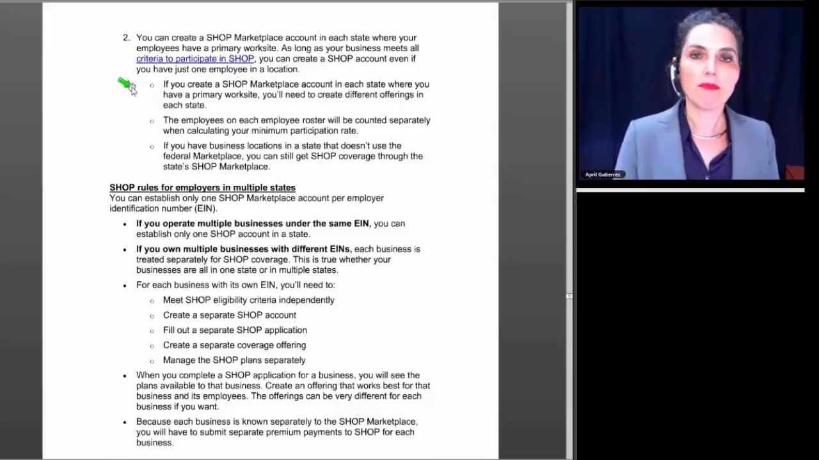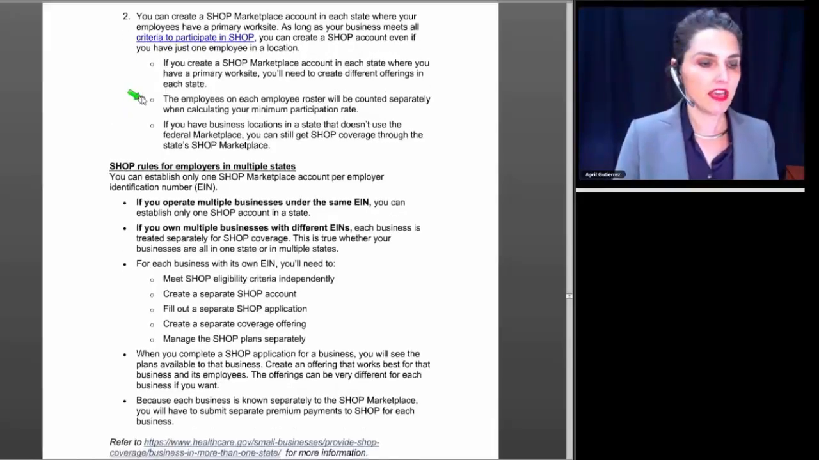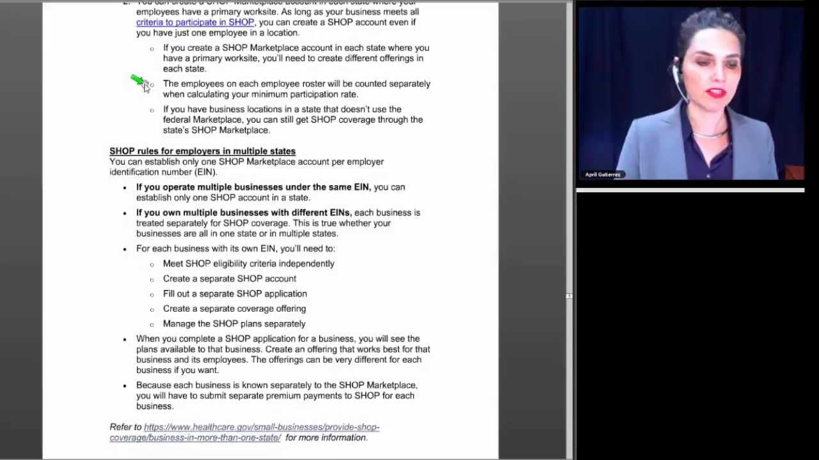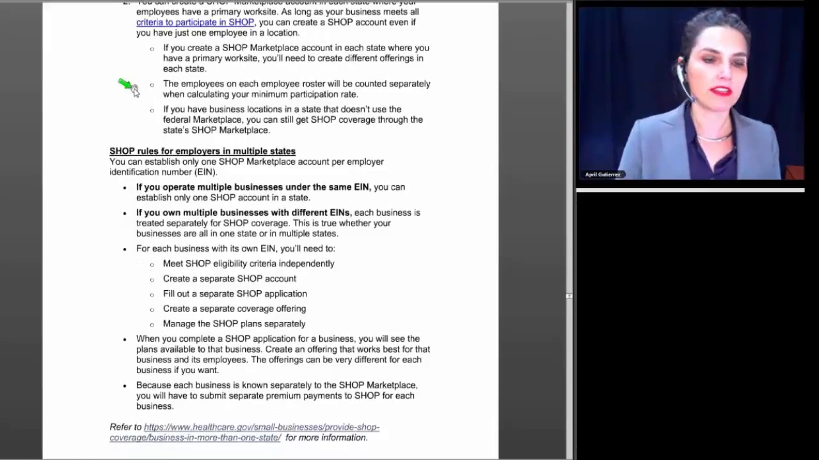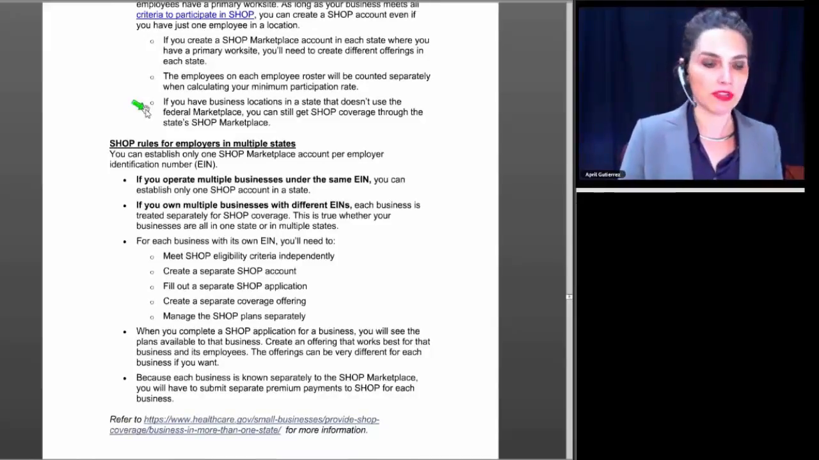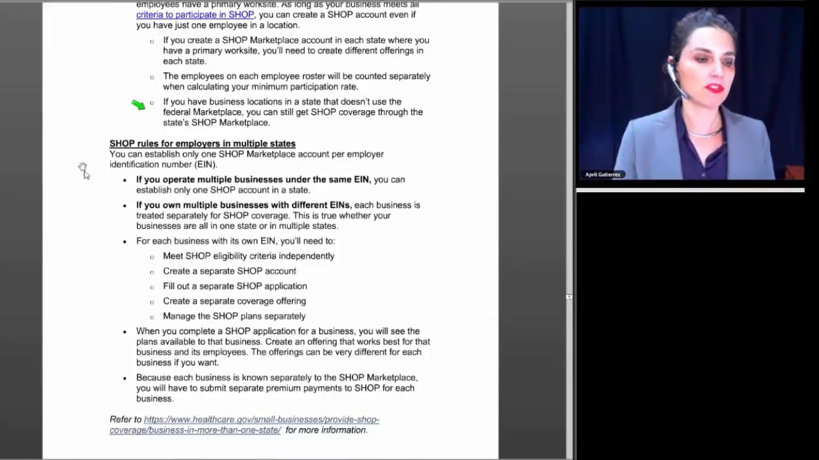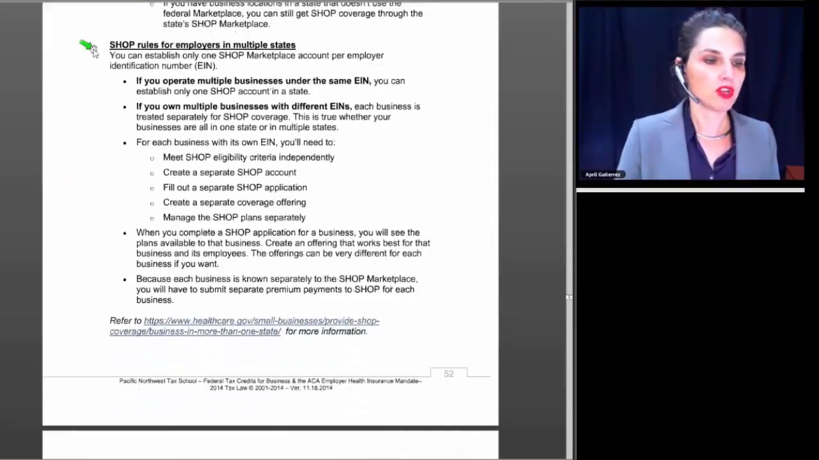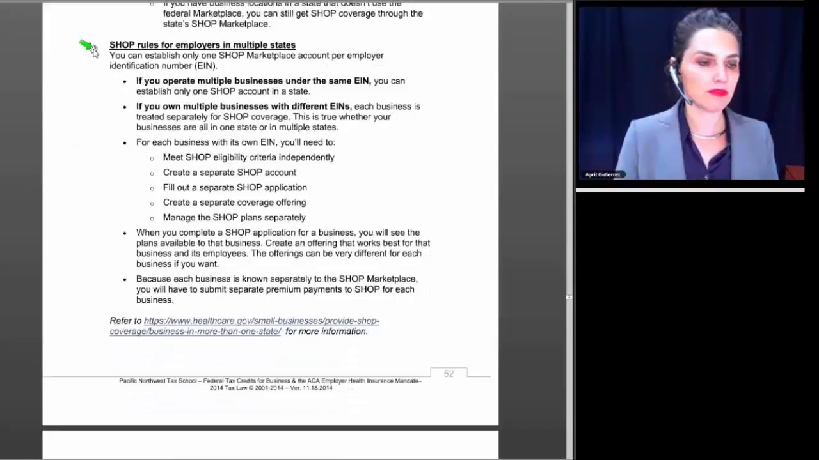If you create a SHOP marketplace account in each state where you have a primary work site, you will need to create different offerings in each state. The employees on each employee roster will be counted separately when calculating your minimum participation rate. If you have a business location in a state that doesn't use the federal marketplace, you can still get SHOP coverage through that state's SHOP marketplace. So there are some SHOP rules for employers in multiple states.